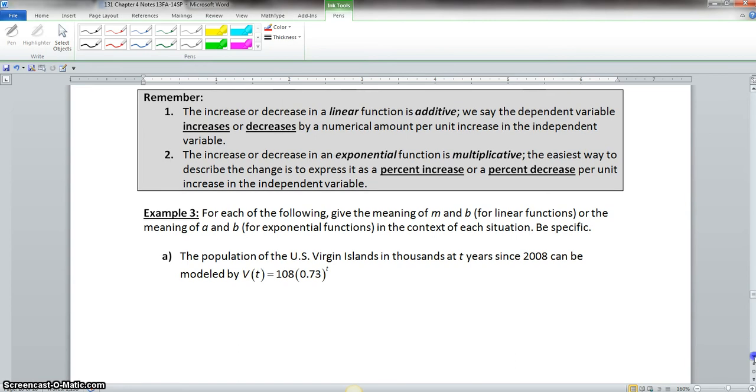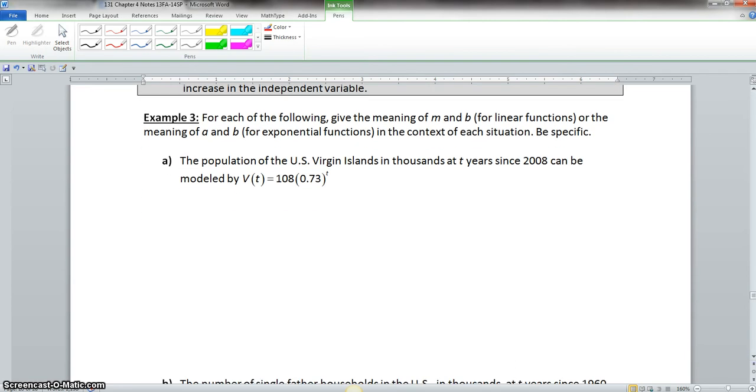So let's apply this. We look here at A. We have example three. It says the population of the U.S. Virgin Islands in thousands at T years since 2008 can be modeled by V of T is equal to 108 times 0.73 to the T power. Now we know this is set up as A times B to the T, so we know that this is exponential. Now, we're given our A is 108 and our B is equal to 0.73.